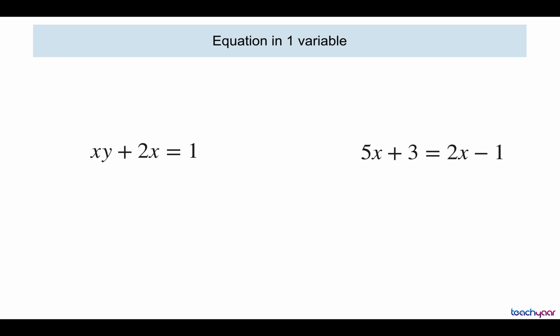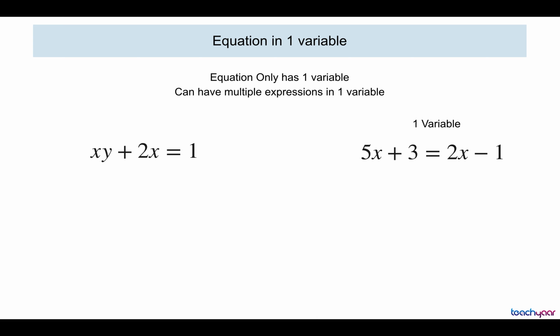The second thing is, here we are trying to solve equations in one variable. So what we mean by that is, you look at the equation on the right, and it only has one variable, that's x. Everything else is a constant. And so there are multiple expressions. 5x plus 3 is an expression, 2x minus 1 is an expression, but they're all in the variable x.